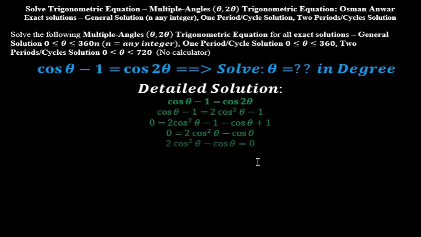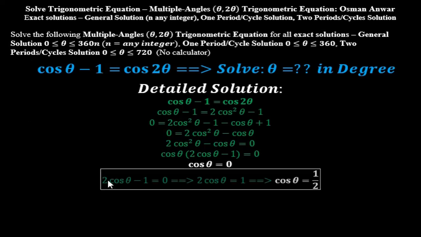So now we can move everything to the left. That means 2 cosine squared theta minus cosine theta equals 0. Now we can factor out cosine theta. That means cosine theta times 2 cosine theta minus 1 equals 0. So now that means cosine theta equals 0, or 2 cosine theta minus 1 equals 0. That is 2 cosine theta equals 1. That means cosine theta equals half.